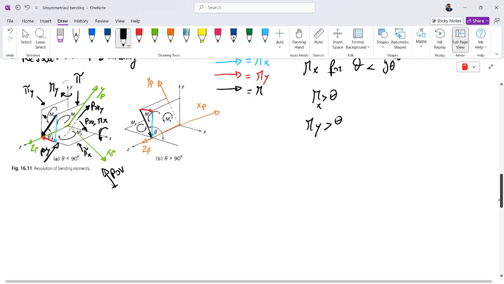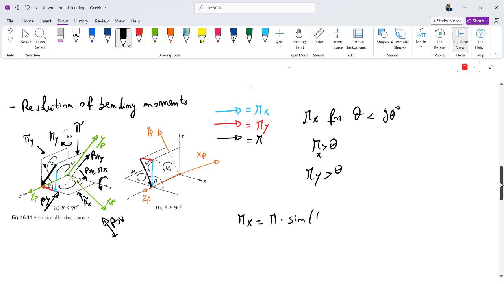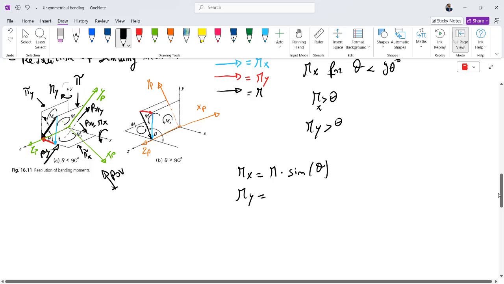But what is the numerical value of mx and my? I must calculate these two projections. If you see these black, light blue, and red arrows, the light blue, as I said before, is the mx. We also have a legend here: mx, my, and m. So mx is equal to m times sine of theta, and my is equal to m times cosine of theta.